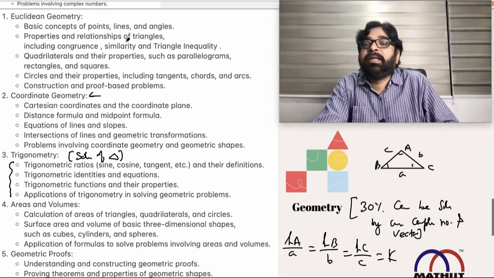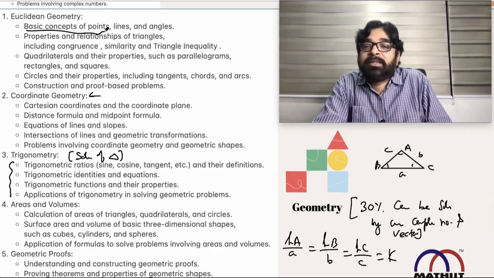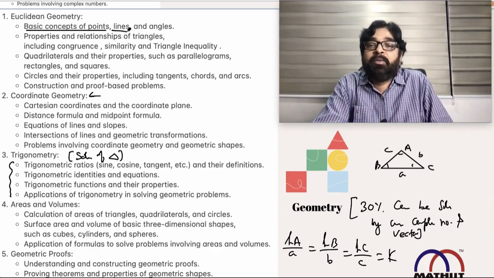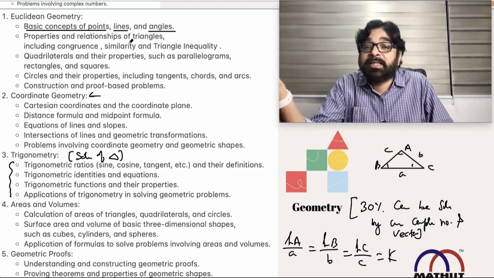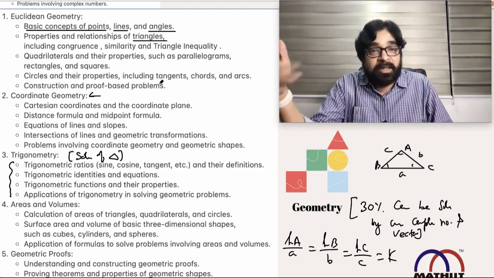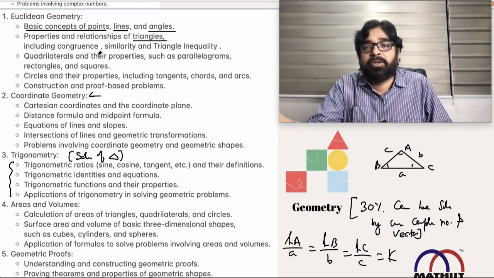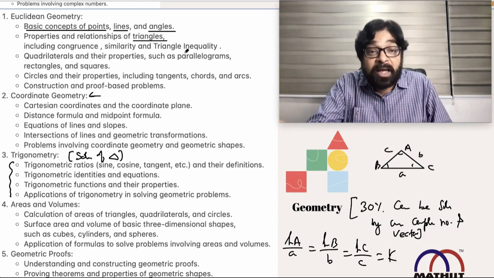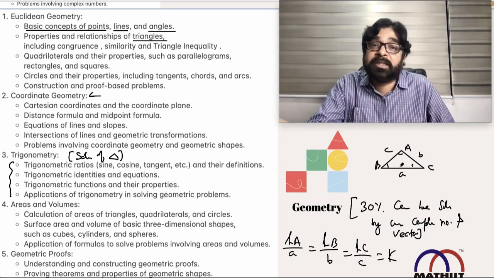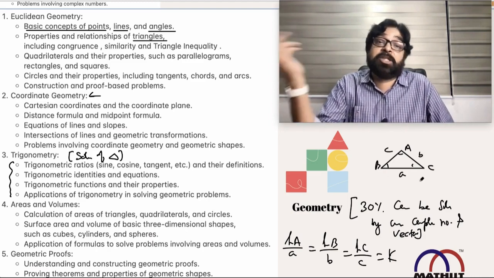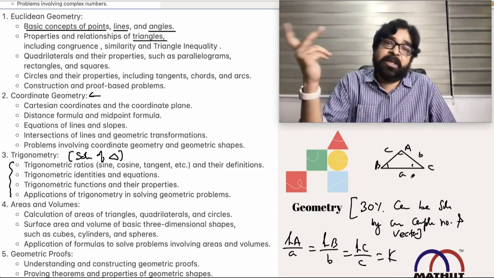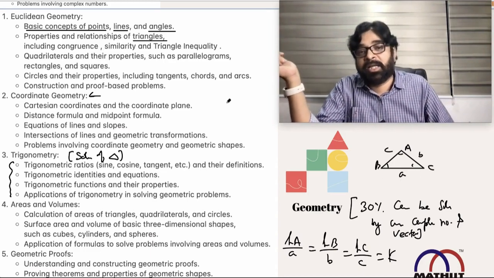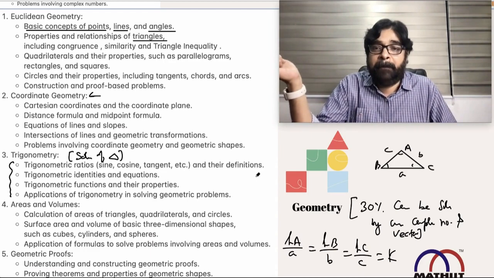If you sit down properly, read the basic concepts: what is the meaning of points, what is the meaning of lines, what is the meaning of angle, meaning how to find the angle. So many conditions are there. Property and relationships of triangles, you can read in a basic book. Congruency of triangles, similar triangles, triangle inequality. You know triangle inequality? In this, the sum of two sides will always be bigger than the third side. Yes or no? Maybe all of you heard it. The difference of two sides is always less than the third side. That is called the triangle inequality.